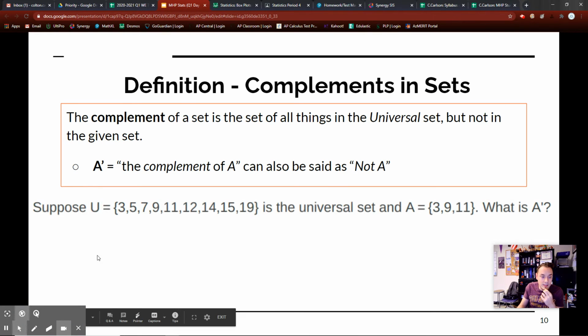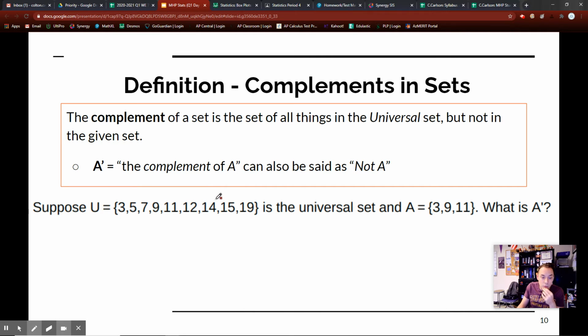So let's go through this example. Suppose the universal set U is 3, 5, 7, 9, 11, 12, 14, 15, and 19. That's the universal set. And set A is 3, 9, 11. What is the not A? What is the complement of A?